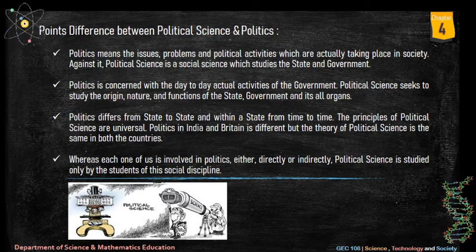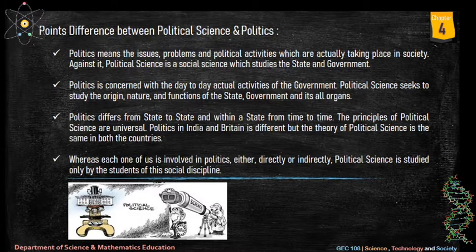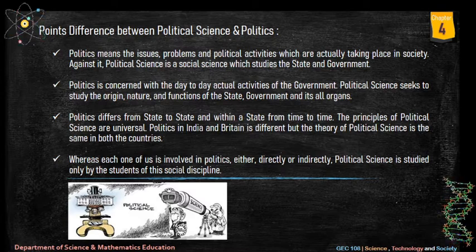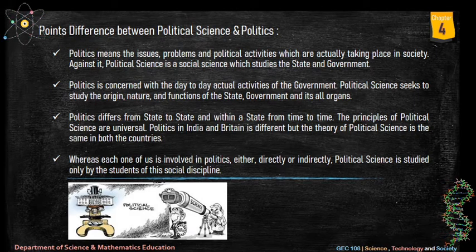Points. Difference between political science and politics. Politics means the issues, problems and political activities which are actually taking place in society. Against it, political science is a social science which studies the state and government. Politics is concerned with the day-to-day actual activities of the government. Political science seeks to study the origin, nature, and functions of the state, government and all its organs. Politics differs from state to state and within a state from time to time. The principles of political science are universal. Politics in India and Britain is different, but the theory of political science is the same in both countries.